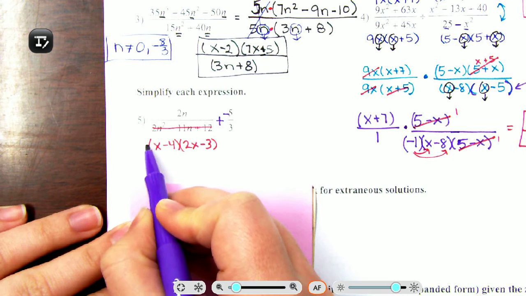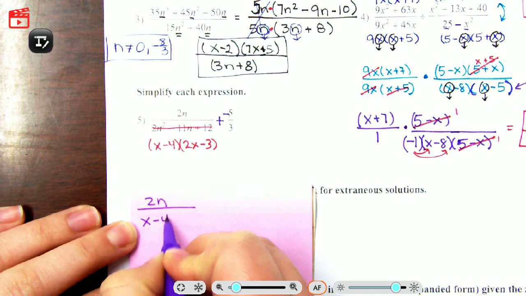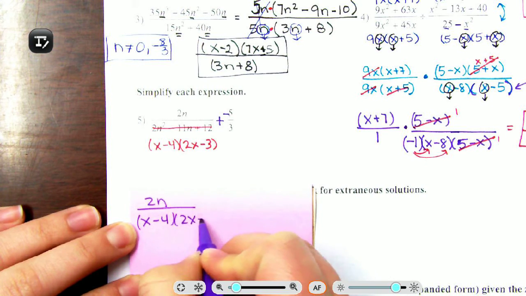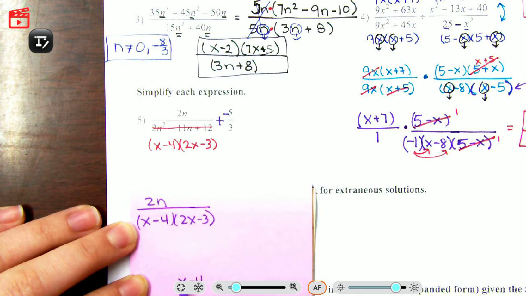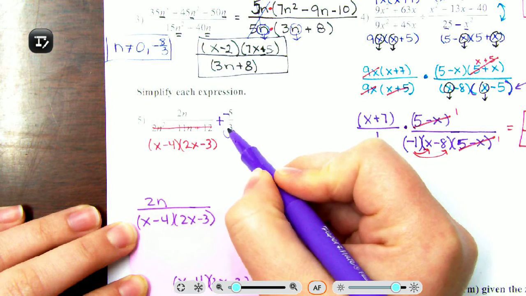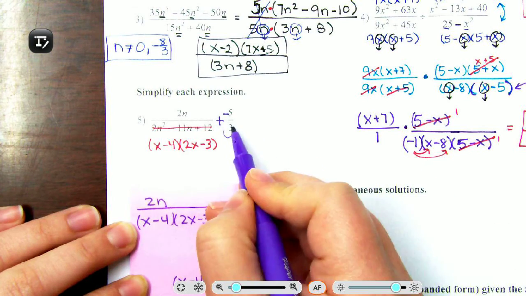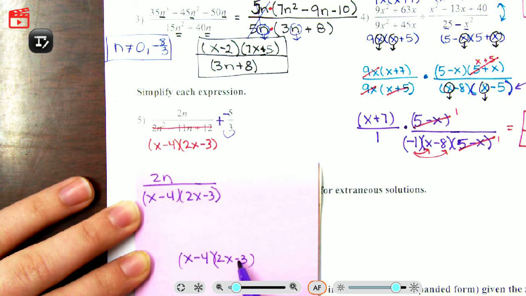I'm looking at my denominator for 2n over x minus 4 and 2x minus 3. So I know that this denominator consists of x minus 4 and 2x minus 3. But this denominator also has a 3. You see that it has a 3, just times 3. It doesn't have anything. So although this one includes a 3 on the inside, it doesn't count. We need a 3 on the outside. So I have to multiply this by 3.